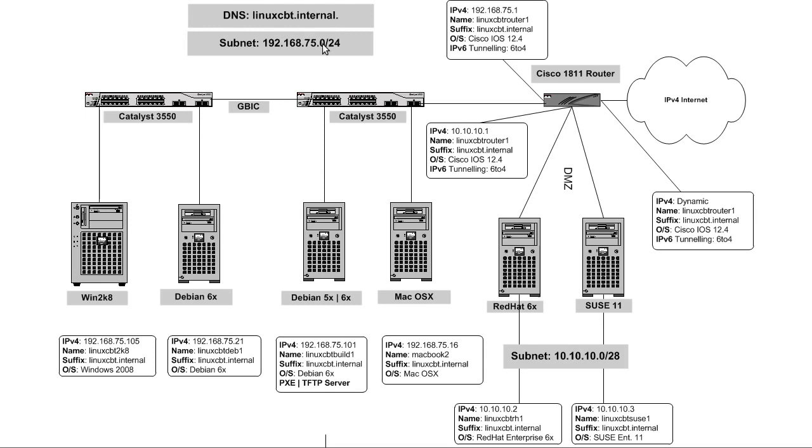Now, layer 3 wise, we're using an RFC 1918 address of 192.168.75.0/24. So 8 bits are reserved for assigning hosts on our internal network, and the preceding 24 bits are reserved for defining the specific network, 192.168.75.